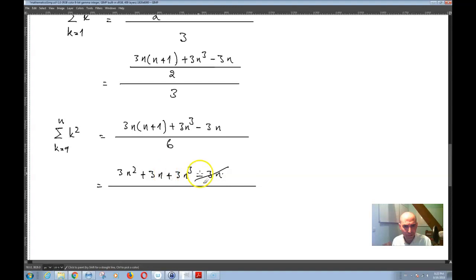Because if I simplify 3n and negative 3n, I will get 3 times n squared times, I can simplify this as 3 times n squared times 1 plus n over 6, which will give me 2 and 1, so 1 plus n times n squared over 2, which is not the right answer.